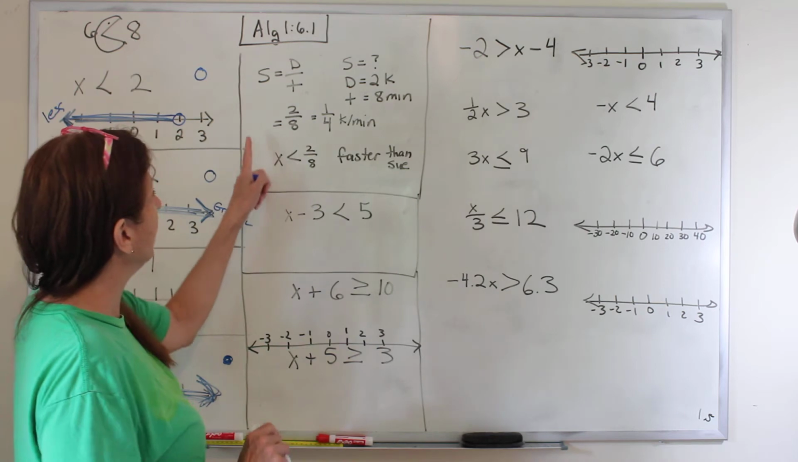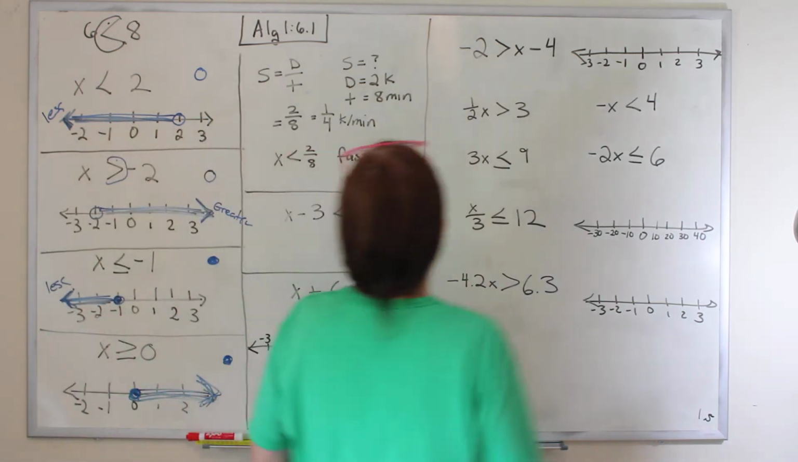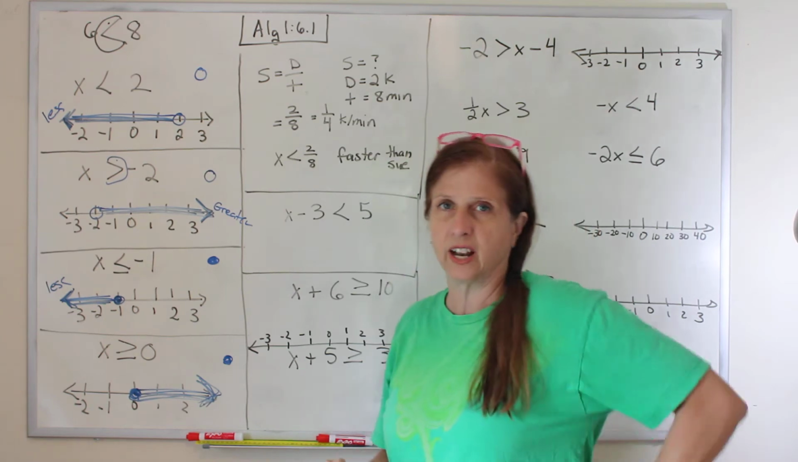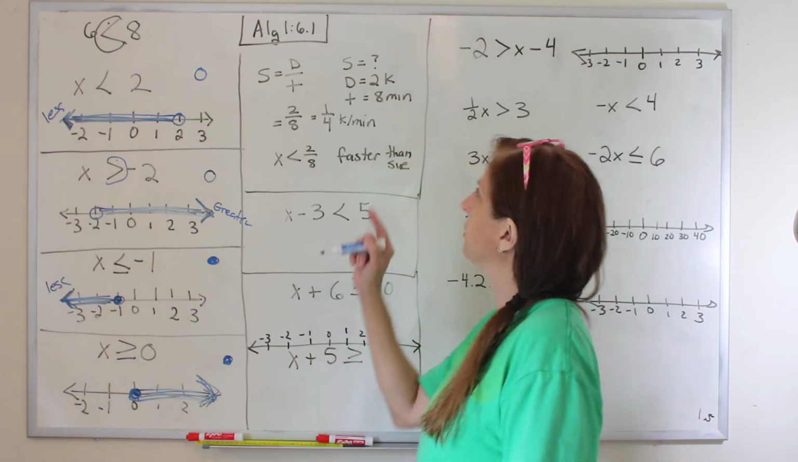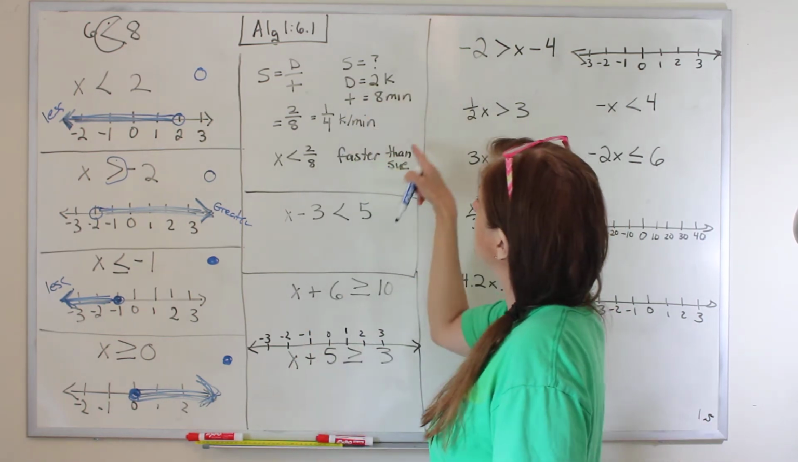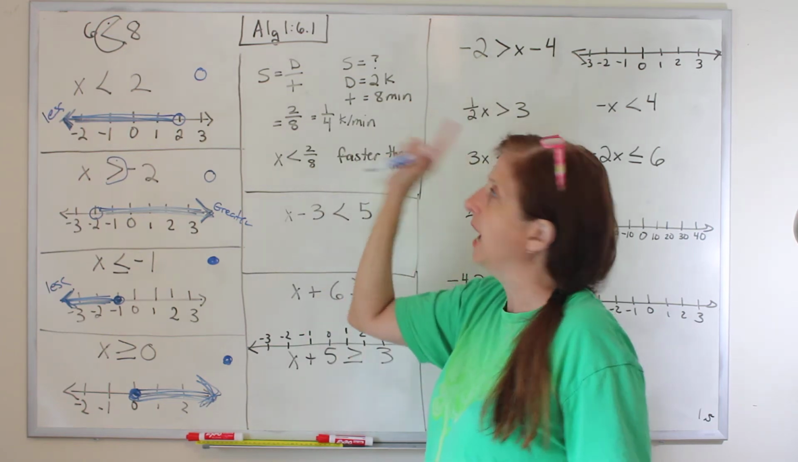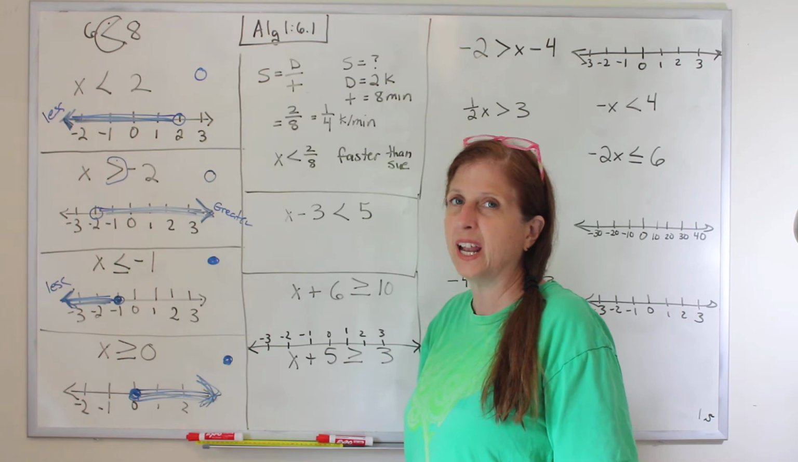Okay. Now, here's a word problem. It says Sue ran a race. I went running this morning, and Sue is going faster than I did. I bet it's because she's a teenager, and I'm a middle-aged woman. All right. So Sue ran a 2-kilometer race, and her time was 8 minutes.